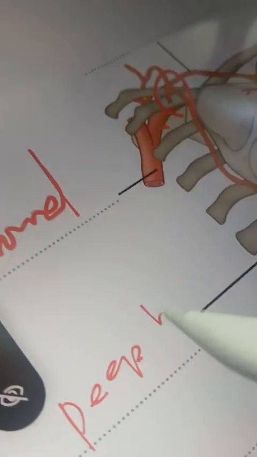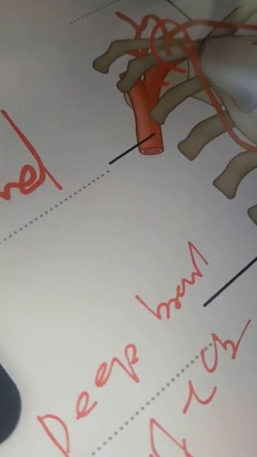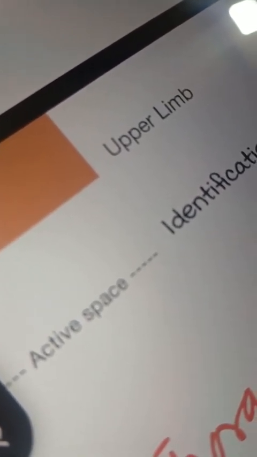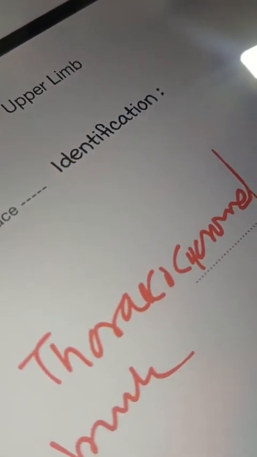You can write that basically deep branch of transverse cervical artery. And what is this? This is basically, we can also call it as branches of DCA, or we can also call it as a branches of DS, that is dorsal scapular artery. So basically this is known as the branches of dorsal scapular artery.